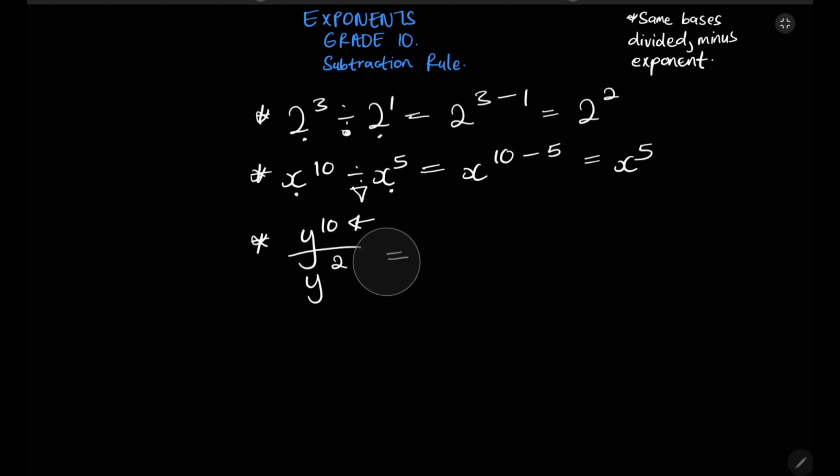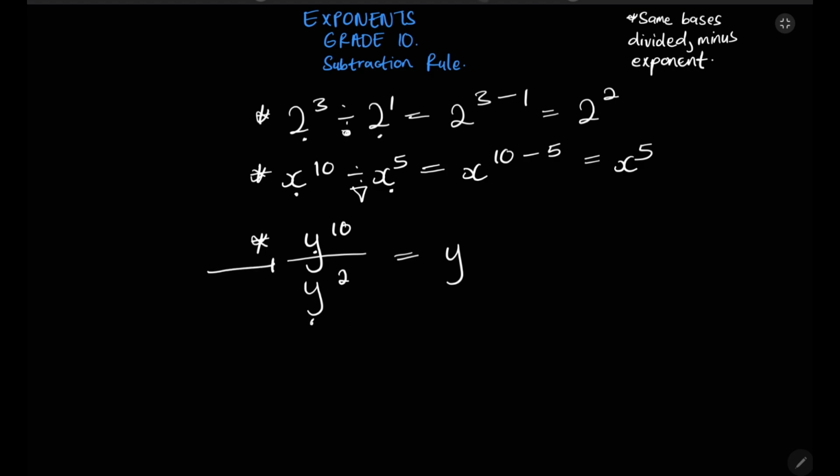So let me rewrite this: y to the power 10 divided by y to the power 2. We check if you have the same bases. So you have y and y, so you write down that base. You have a division sign, they're divided. Where's the division sign? That line, that is basically the division sign. So let's subtract our exponents. You have 10 and 2, 10 minus 2. Your answer is y to the power 8. Now let's try a few examples.